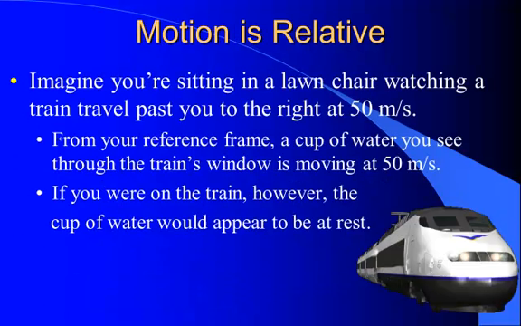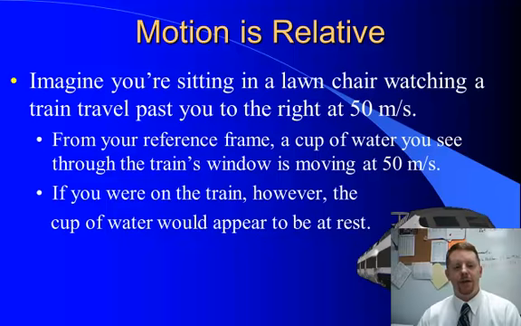So, let's assume that you're sitting in a lawn chair, for some reason, watching a train go by. And on that train, on a table, there's a cup of water. To your reference frame, sitting in the lawn chair, it looks to you like that cup of water is traveling at 50 meters per second.